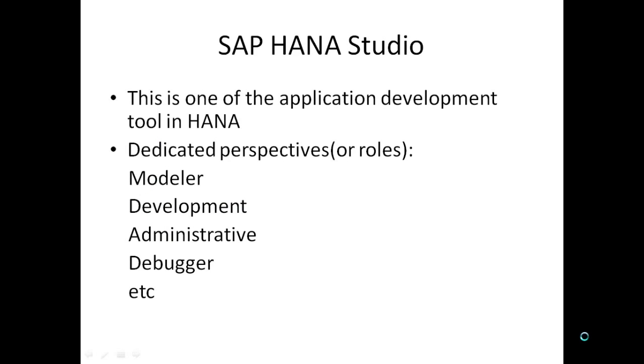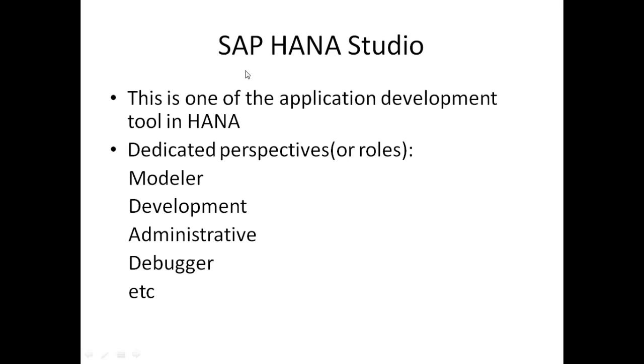So moving forward, we have the SAP HANA Studio. So what is SAP HANA Studio? It is an Eclipse based application development tool in HANA. So here is where we go and develop the information models. We have different perspectives here. Perspectives are nothing but roles. So we have the modeler perspective, developer perspective, administrative perspective, debugger perspective. So according to whatever tasks you're performing, you go into one of these perspectives. There are a whole list of other perspectives as well, but in this tutorial we'll be mainly dealing with the modeler perspective and create different information models in HANA.